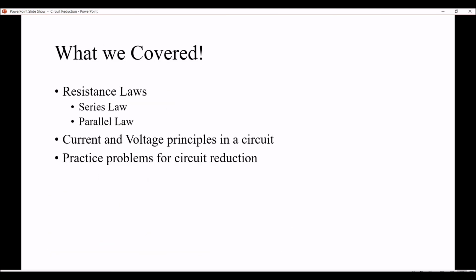So in this video so far, we covered resistance laws, which were the series and parallel laws, and we talked about the current and voltage principles in a circuit, and we did some practice problems for circuit reduction.